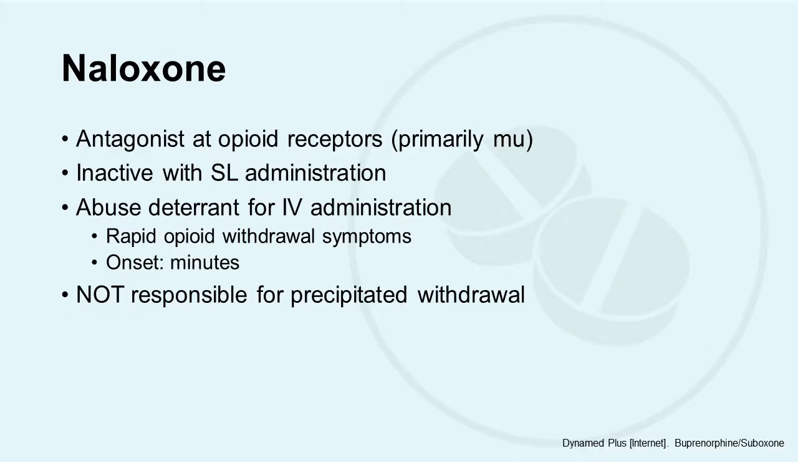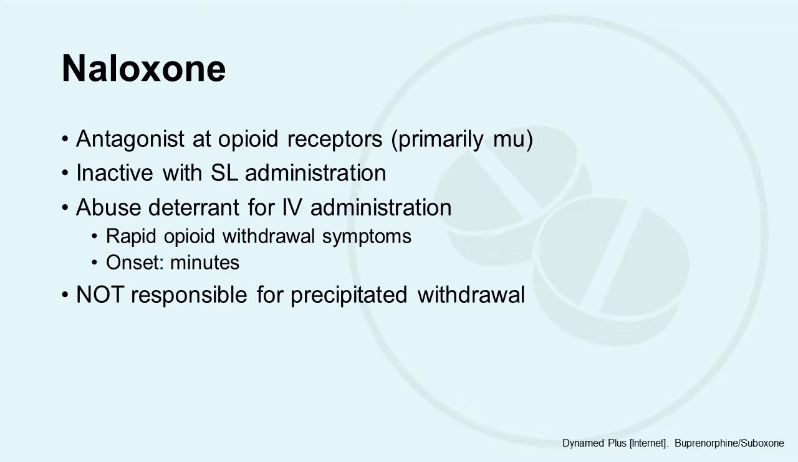Naloxone is an antagonist at mu opioid receptors. When it binds to mu opioid receptors, it does not activate them, but rather prevents the binding of other opioids to this site. Naloxone is inactive if taken orally or sublingually due to its poor bioavailability. Naloxone is a component of Suboxone and is there as an abuse deterrent.